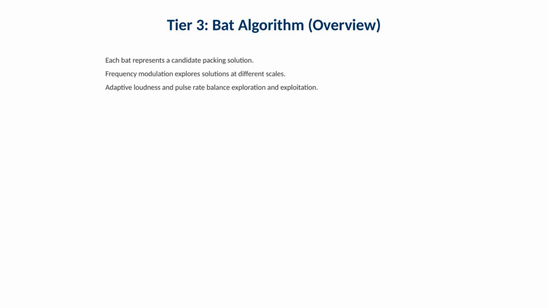Tier 3 introduces the BAT algorithm. Each BAT represents a candidate packing solution, and the search uses a mixture of global exploration and local refinement. Frequency modulation changes the scale of moves, while adaptive loudness and pulse rate decide when to exploit a promising region or explore new configurations. This is useful for rugged solution landscapes like three-dimensional packing.